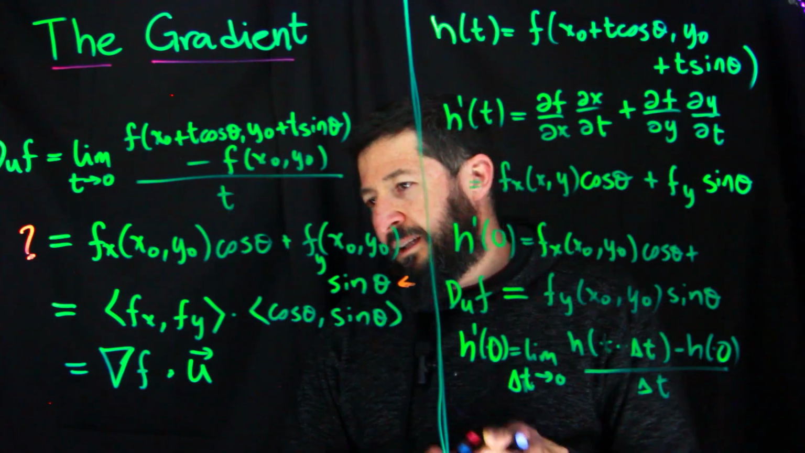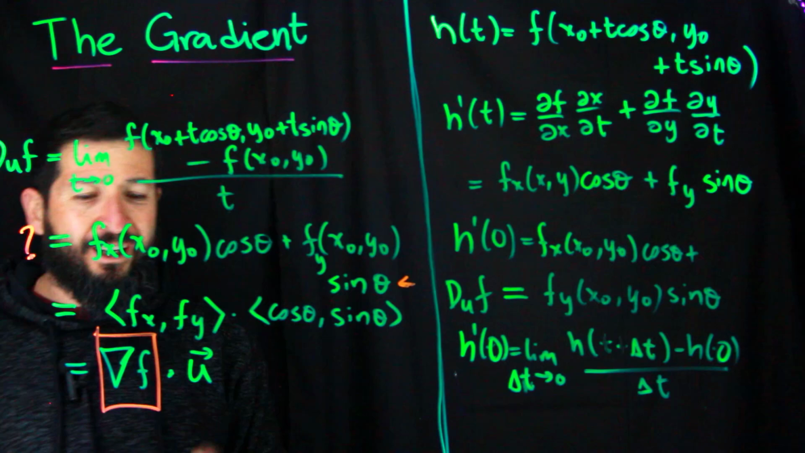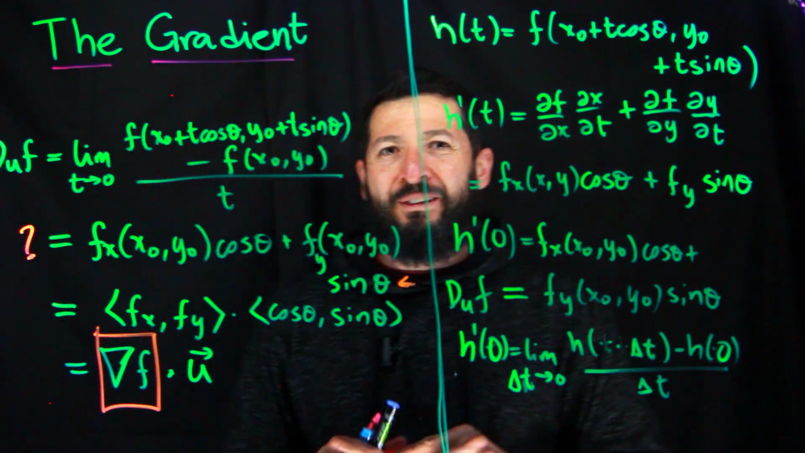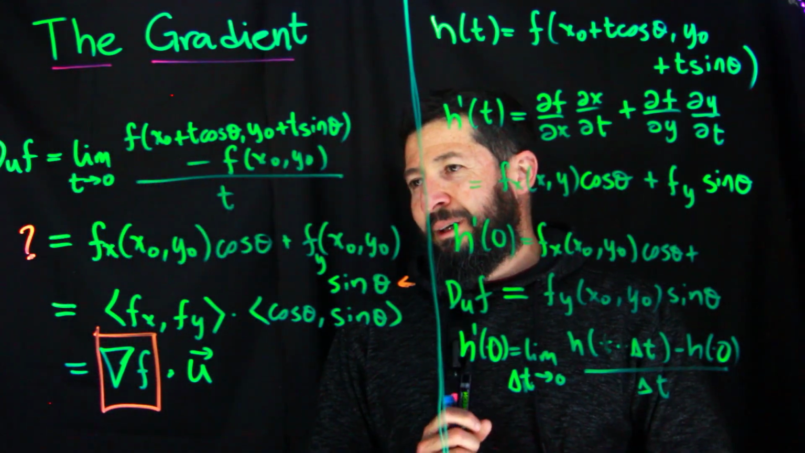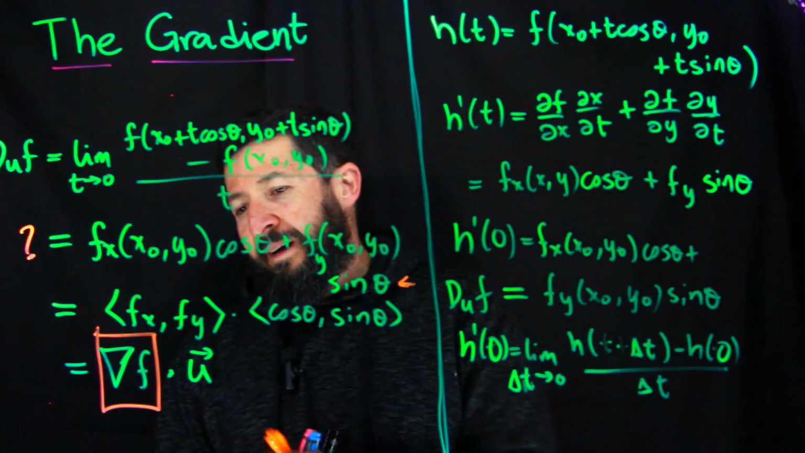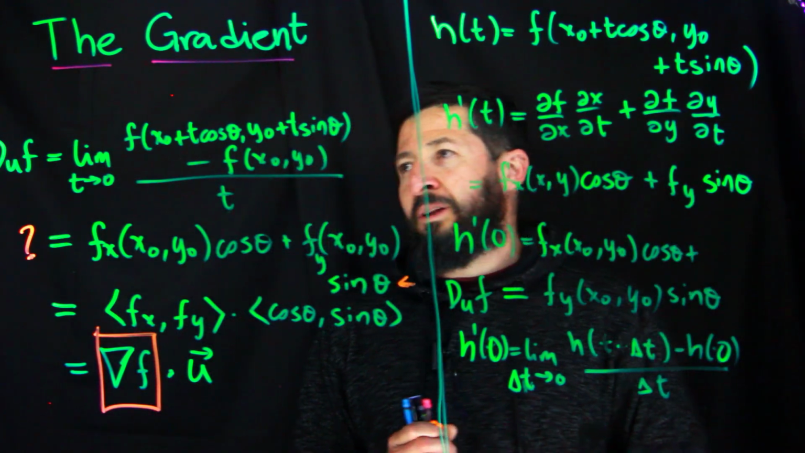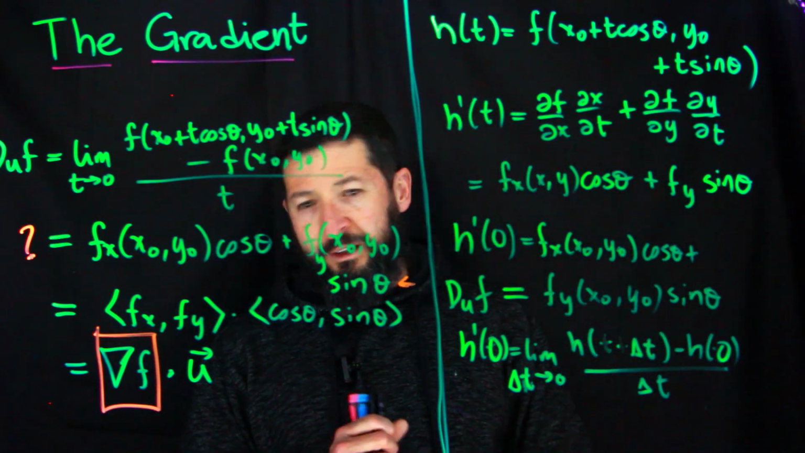So that's the directional derivative, and the reason why we introduced the gradient, well, it has a lot of applications, but one reason is that it now is clear that we can compute the directional derivative by having that gradient. So let's go ahead and erase, and now we're going to talk about some properties of the gradient.